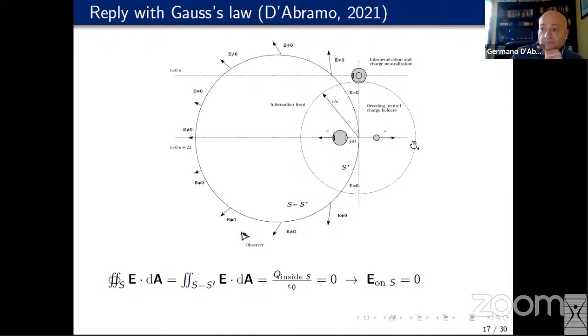Well, the electric field just after the charge neutralization must become instantaneously and definitively equal to zero all over the space. Otherwise, we would have a flux of the electric field different from zero across the closed surface S with no charge inside it. And this would be in blatant violation of Gauss's law.